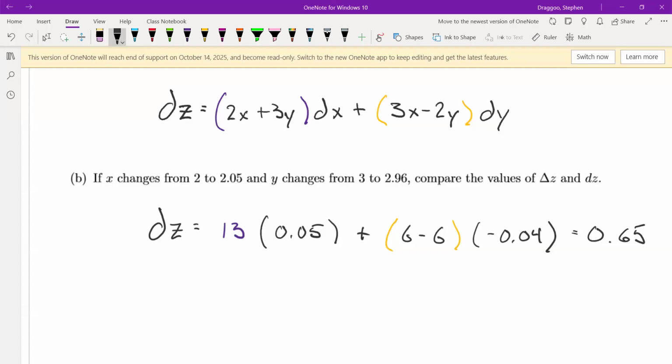Now let's go calculate delta z. But first, a question from the studio audience. I am plugging in 2 for x and 3 for y. Yeah, so 2 times 2 is 4, 3 times 3 is 9, and then 3 times 2 is 6. Negative 2 times 3 is negative 6. Hopefully I got the numbers right.